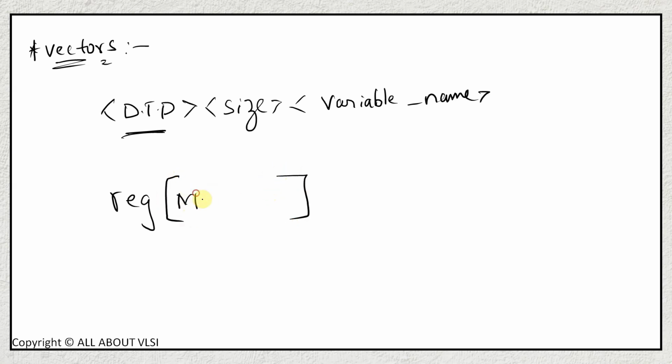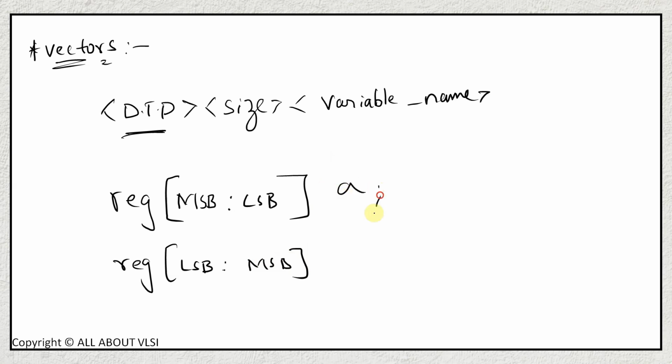So you can mention it by MSB colon LSB, or you can mention the size from LSB to MSB. There are two options. You can mention the size followed by the variable name. You can mention any variable name. Now, let us try to understand what is this MSB down to LSB and LSB to MSB.